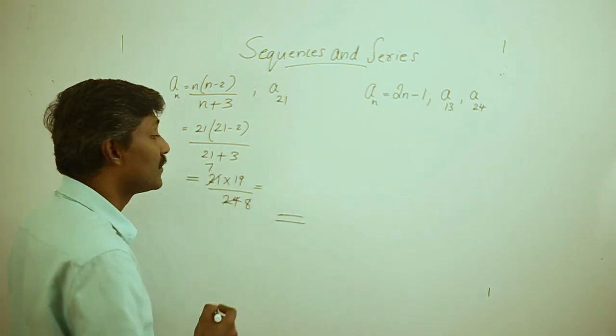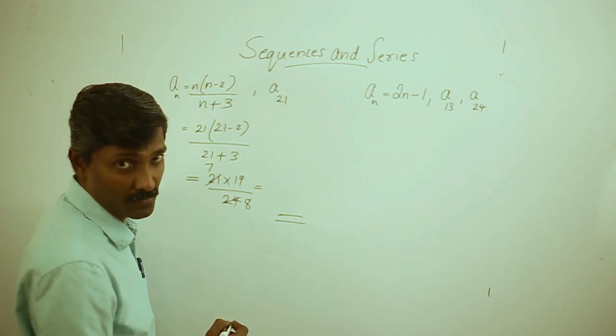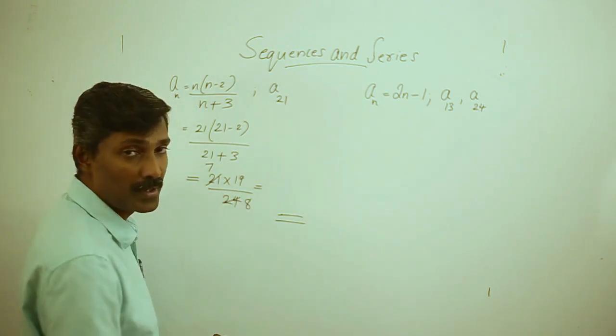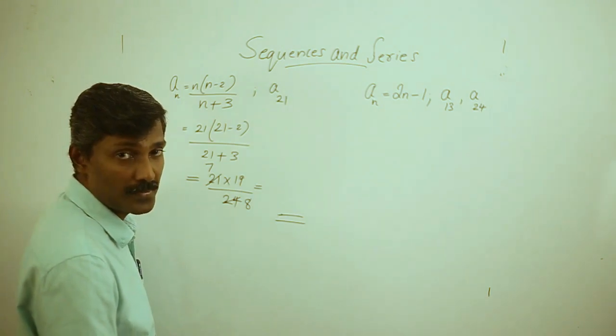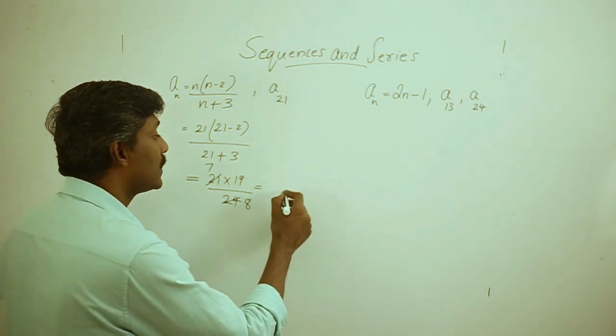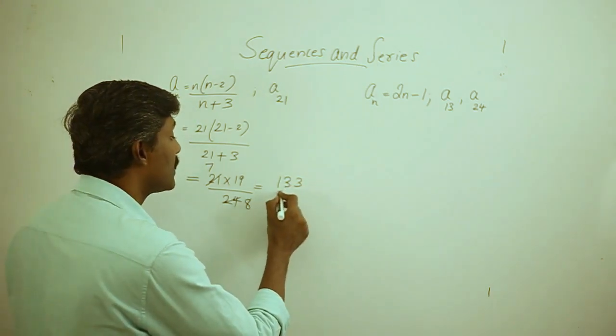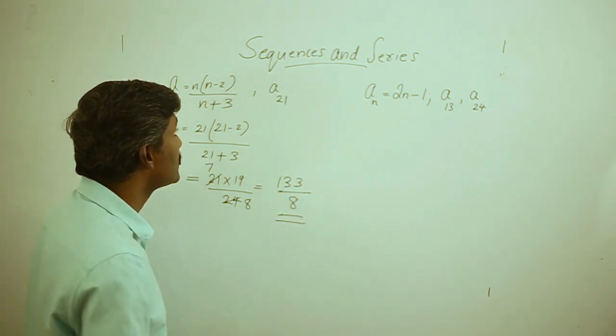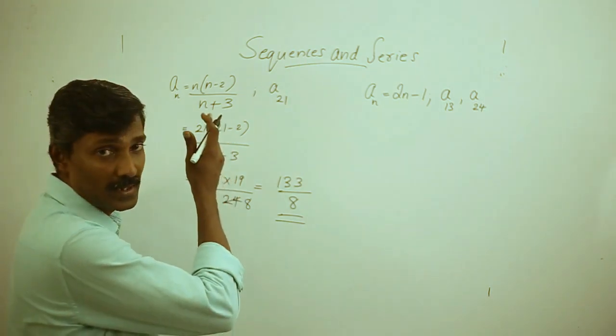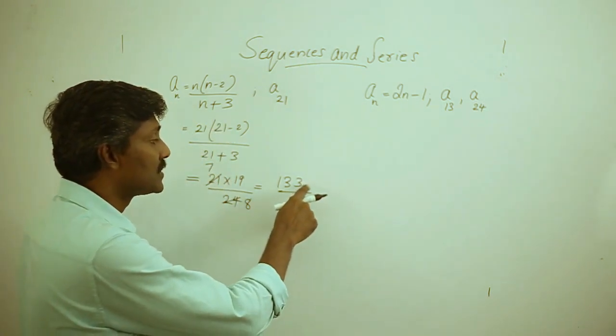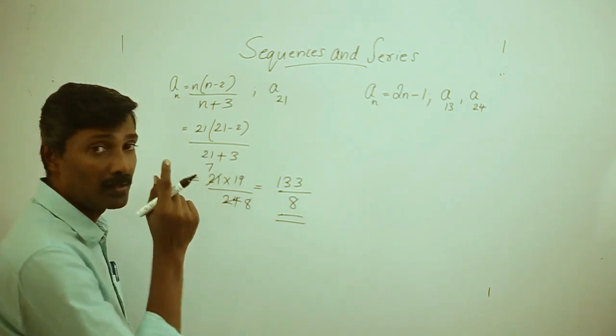What is 19 into 7? Well, 20 into 7 is 140. So this has to be how much? You subtract 7 from 140, it will be 133, I believe. So divided by 8. So this is the 21st term of the given sequence. Okay, just check if this is right or not. I just calculated in my mind.